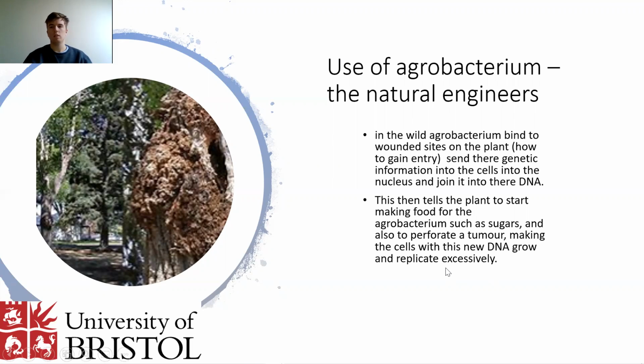This then tells the plant to start making food for the agrobacterium, such as sugars. The DNA that the agrobacterium holds will also encode and force the tree to start to form tumors, making the cells with the new DNA grow and replicate excessively. So if you walk around some parks, you'll see these almost lumps of bark on older trees, oak trees. This is all from agrobacterium infections.